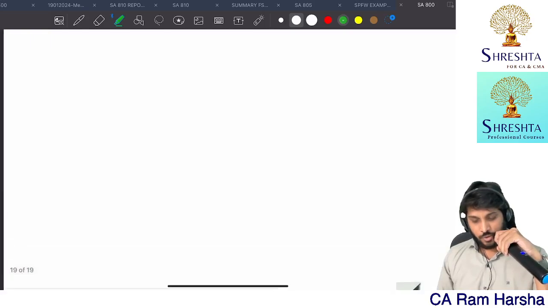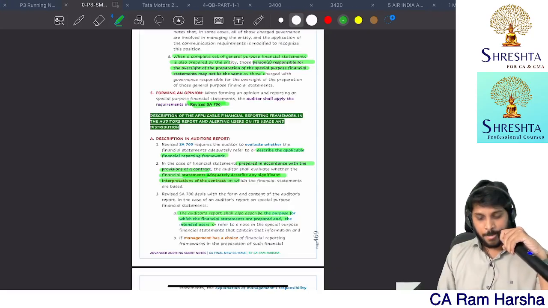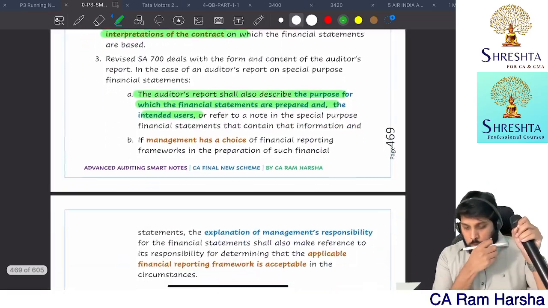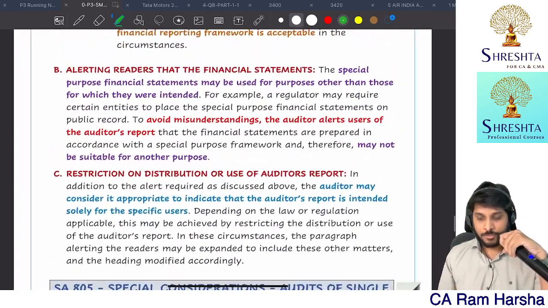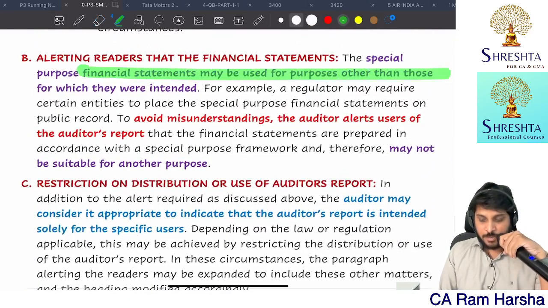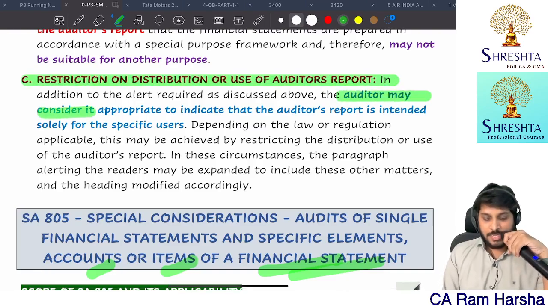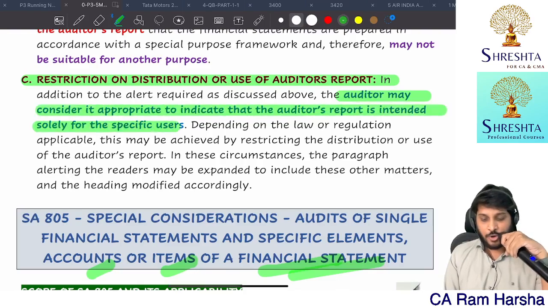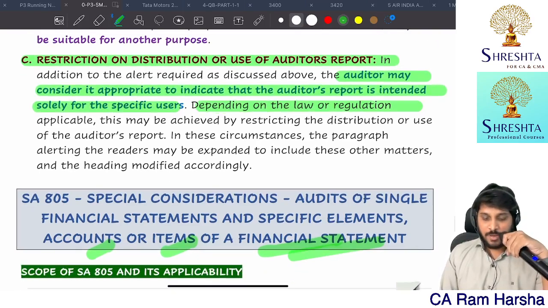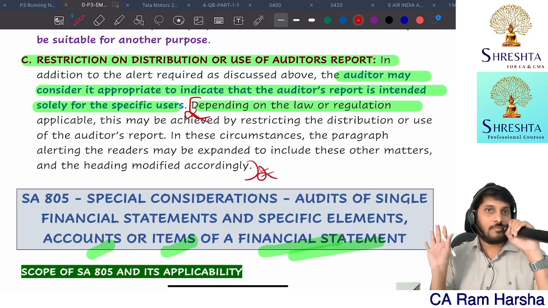Then, okay, that's it. Qualified opinion and all, they have not given illustration. Next. You need to alert the readers that the financial statements may not be used for any purpose other than that for which they were intended. Restriction on distribution or use of audit report. So the auditor may consider it appropriate to indicate that the audit report is intended purely for the specific use of the parties. Depending upon the law, this may be achieved. This is not required.